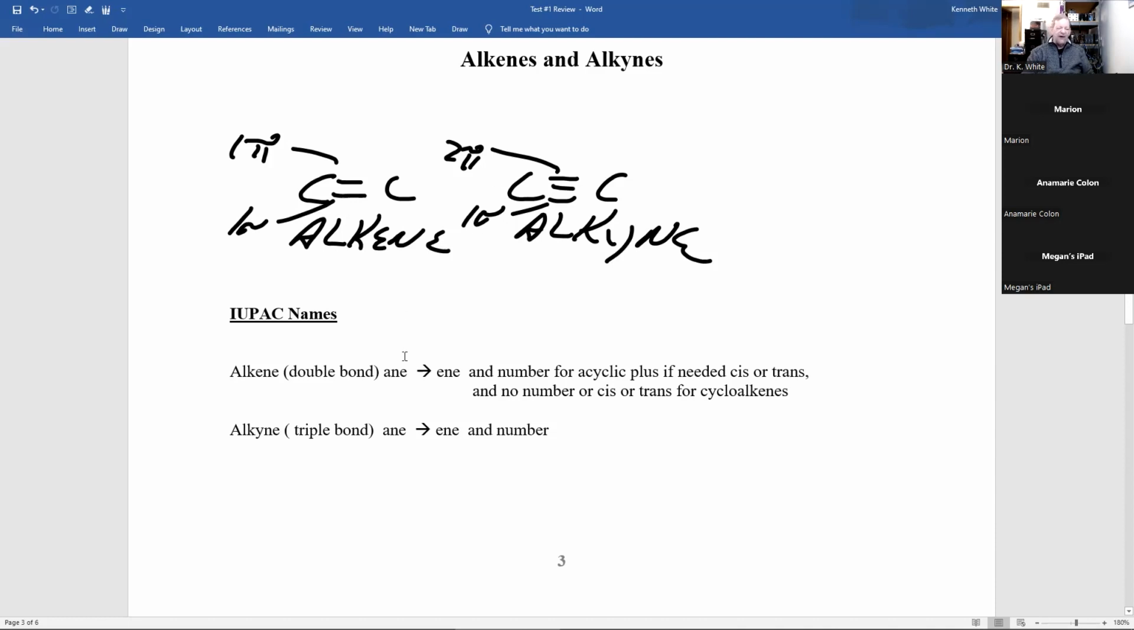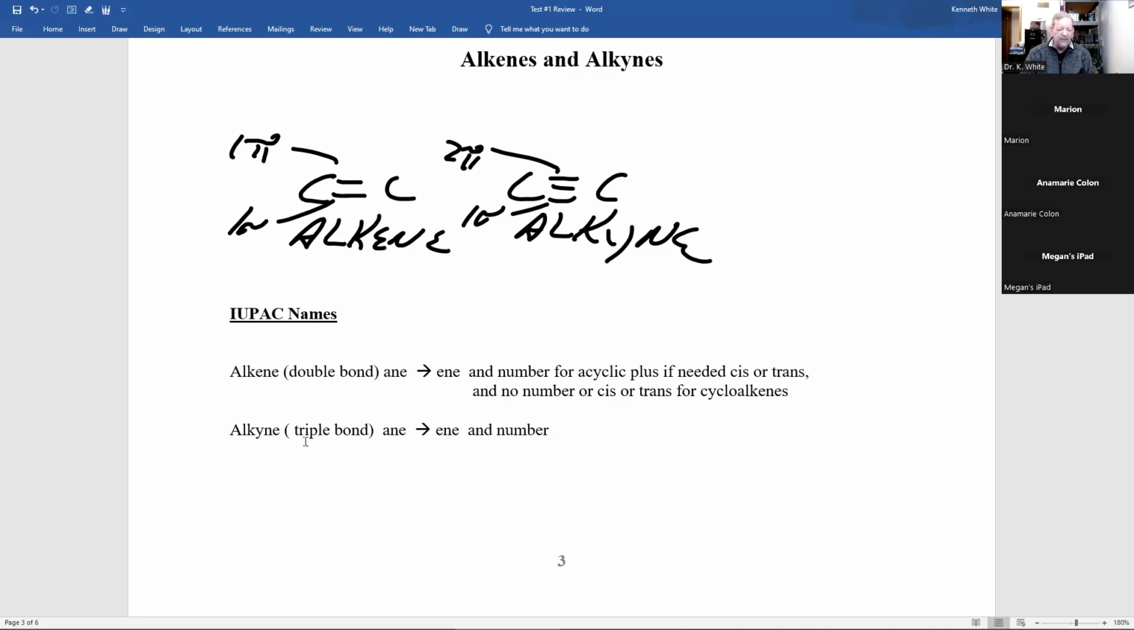Now, how do you name alkenes? For the double bond, you name the longest chain with both carbons in the double bond as an alkane. You drop the ane and put ene. Now you need a number for acyclic, plus you need to say if it's cis or trans. There's no number or cis or trans for cycloalkenes. But in a cycloalkene, one of the carbons of the double bond is always carbon 1, the other is carbon 2.